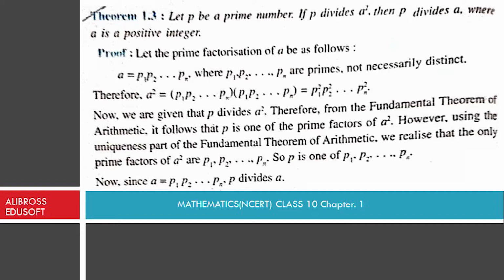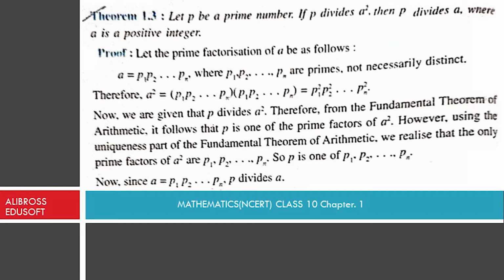Next theorem. Let p be a prime number. If p divides a square, then p divides a, where a is a positive integer. Proof. Let the prime factorization of a be as follows: a equals p1, p2, etc., pn, where p1, p2, etc., pn are primes, not necessarily distinct.